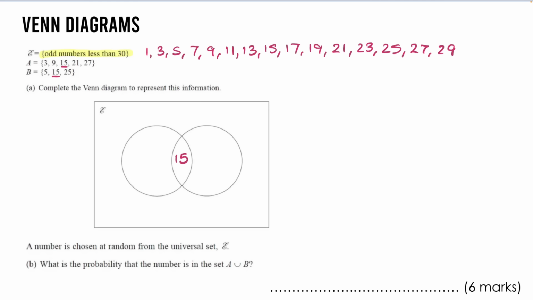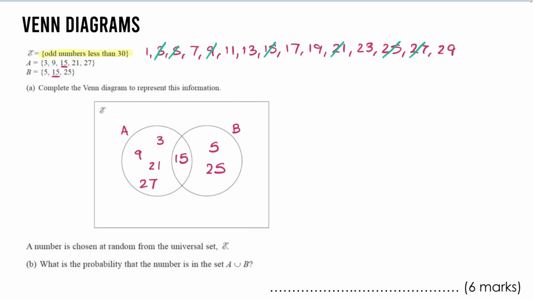We are then told in B we have 5 and 25, and we will need to label this Venn diagram if it's not labelled, so we'll have B on the right, and on the left we have the 3, the 9, the 21 and the 27. Now if I go through my list, crossing these out, we've used 3, 9, 21, 27, 15, 5, and 25.